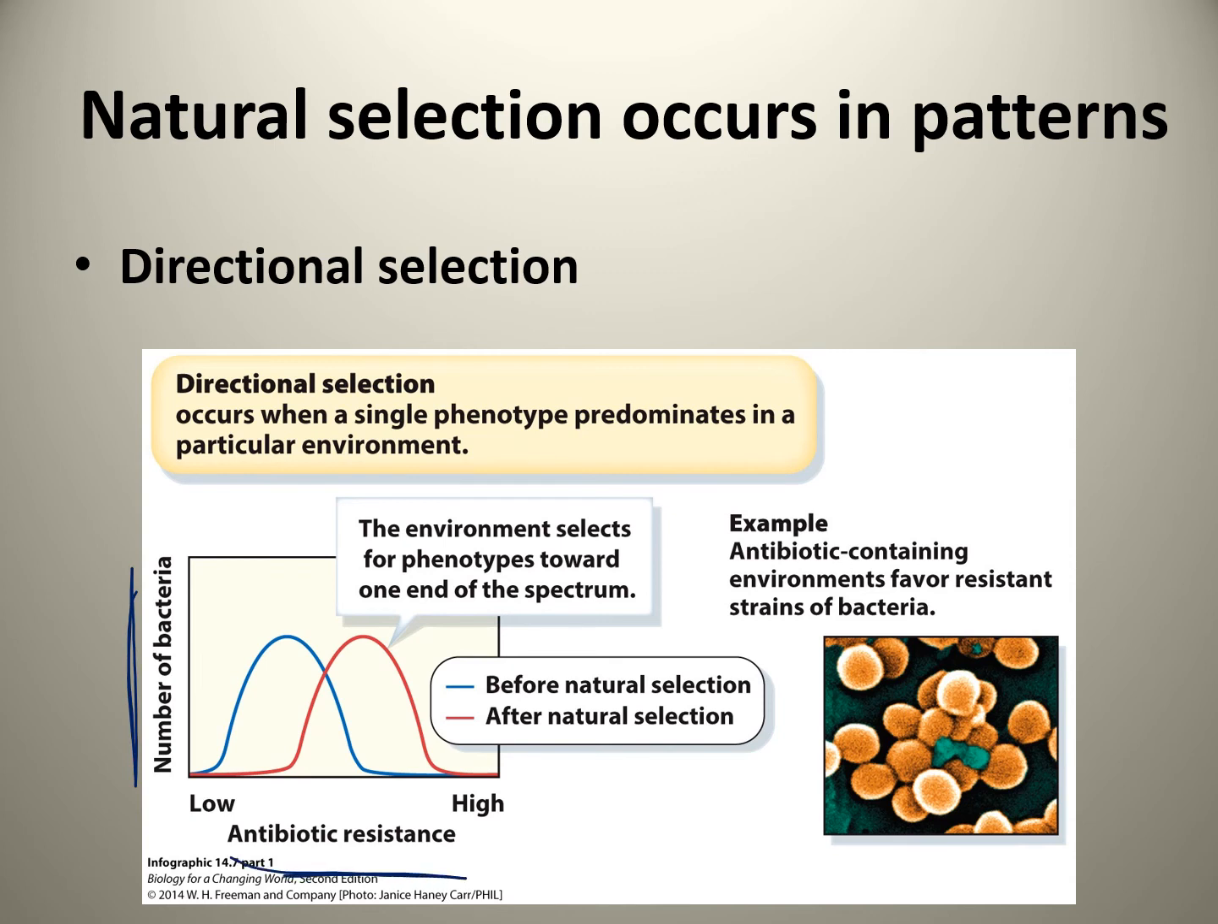You can see the blue is before natural selection. So you can see we have low antibiotic resistance before the alleles that confer antibiotic resistance come into play. As we get more of those antibiotic resistant alleles after natural selection, you can see that our antibiotic resistance is high, so that we can select for that phenotype.